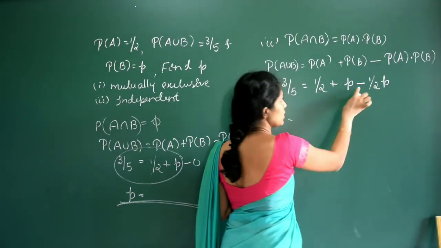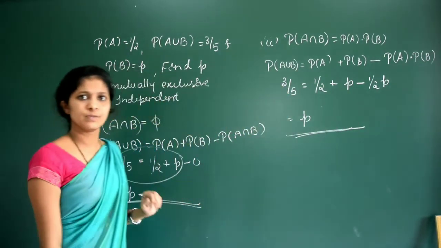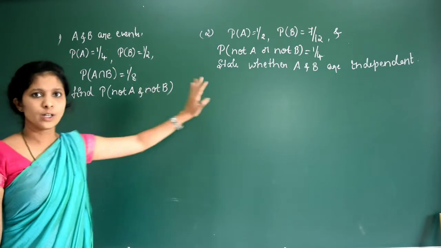Now simplify this one. Only one unknown term is there, so that will get the value of P. Okay, complete this one also. These types of problems are important for 1 or 2 marks.